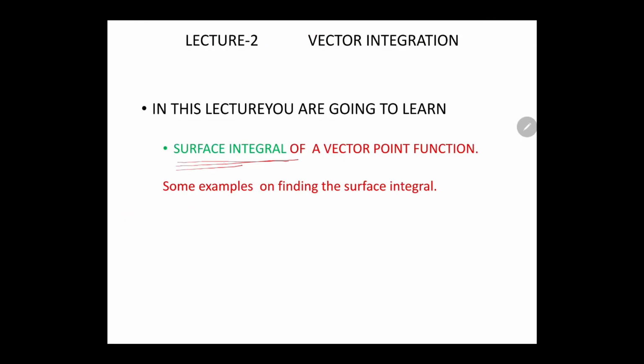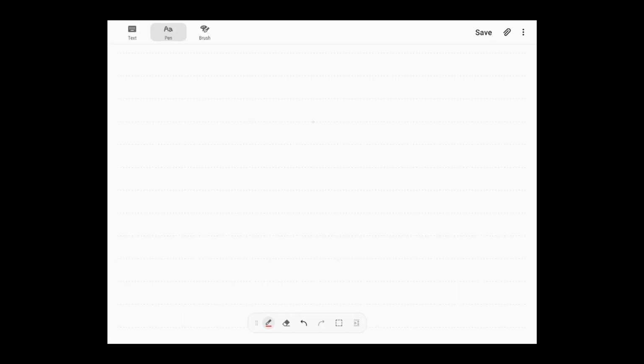Now, in this lecture, we are going to learn what is a surface integral of a vector point function and some examples on finding the surface integral. The definition of the surface integral is just similar to the definition of the line integral. It will be on the same lines. I'll explain the topic to you. So consider some surface in space. S is the surface, and a vector point function f bar is defined on S.